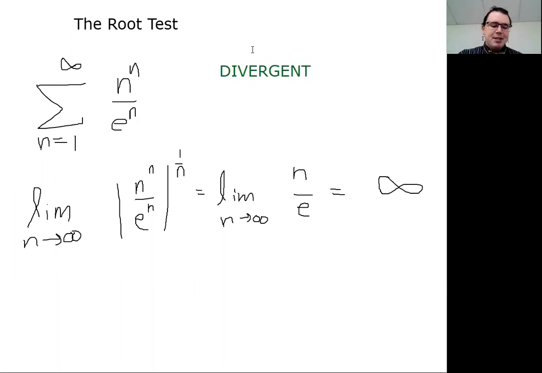The root test tells me that this series is divergent. Even though the limit gave me positive infinity, that's still good enough for the test. I'm putting my word divergent here in green letters because it's a successful application of the root test. This is unambiguous. The series I'm looking at diverges. So good job.